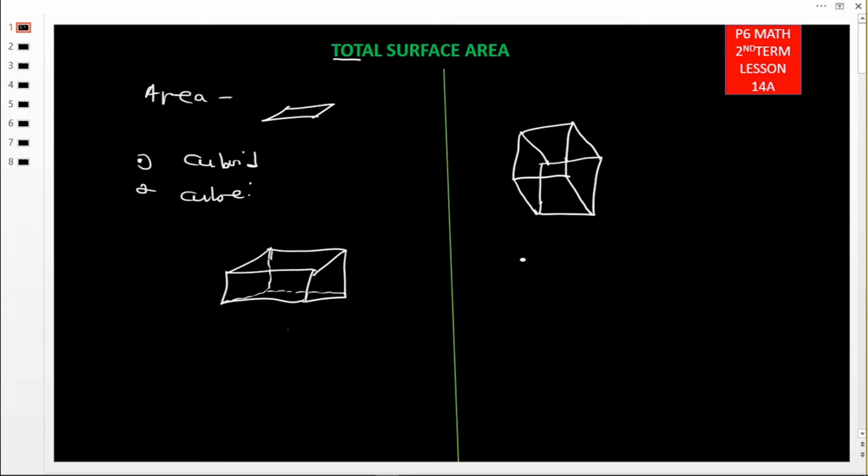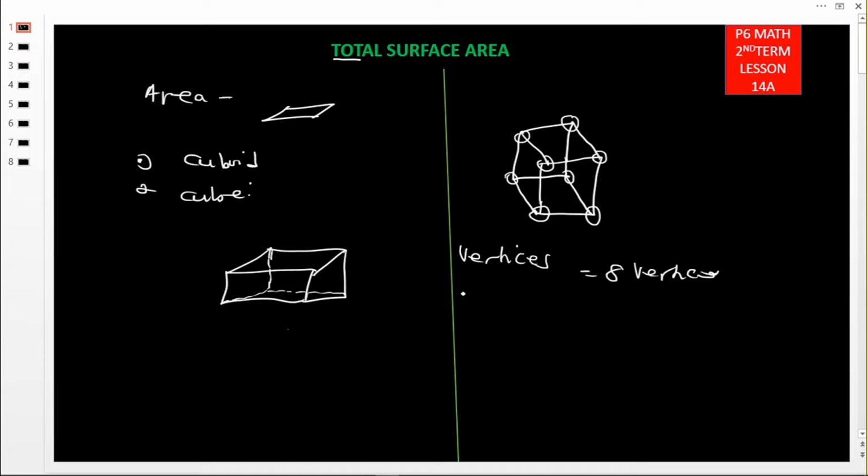So we are now going to look at a cuboid. Then we are going to start with what we call the vertices. So how many vertices has a cuboid? So vertices are these sharp corners. We have this one, 1, then 2, then 3, 4, 5, 6, 7, and 8. So a cuboid has 8 vertices.